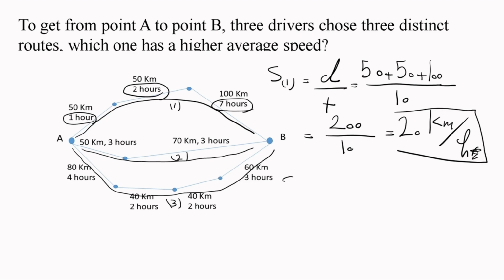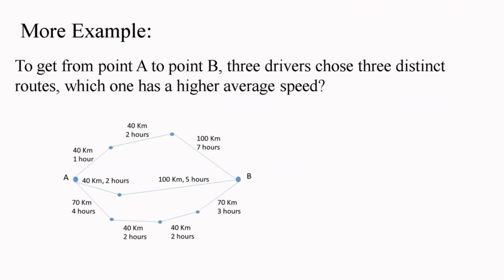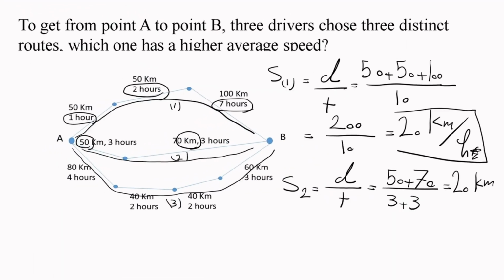Let's calculate average speed for the second driver. Again, we are going to use D over T, and it's going to be 50 plus 70, because the first part is 50 and the second part is 70, divided by 3 plus 3. It's going to be 120 over 6. It's going to be 20 kilometer per hour.